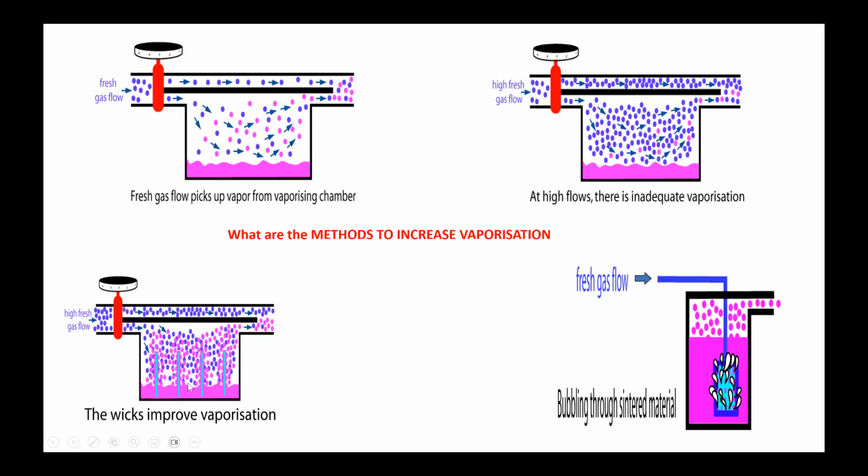And these are the wicks which increase the surface area. So if you want more vaporization to happen, you can use these wicks. The wicks will have capillary action and they will suck the liquid anesthetic agent and spread it over an area like this. And when gases travel through that, they pick up more vapor. That is the mechanism of wicks. Or you can use the bubble-through method. So gas can be delivered into the depth of the liquid and that will form bubbles, and each bubble will have excessive surface area and they can also pick up the vapor.